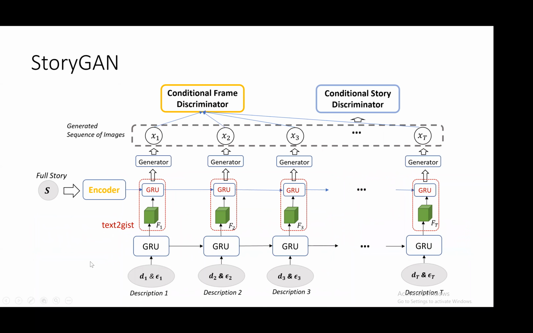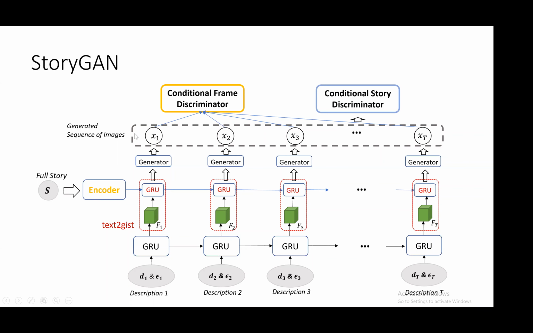The framework looks like this. First, for each single frame generation, we embed the noise epsilon with the text description. Also, to keep some consistency, we use the so-called Keyst components. And also, to ensure global consistency between the whole set of frames, we embed the whole story with the encoder and embed the whole story in each frame before going to the generator.